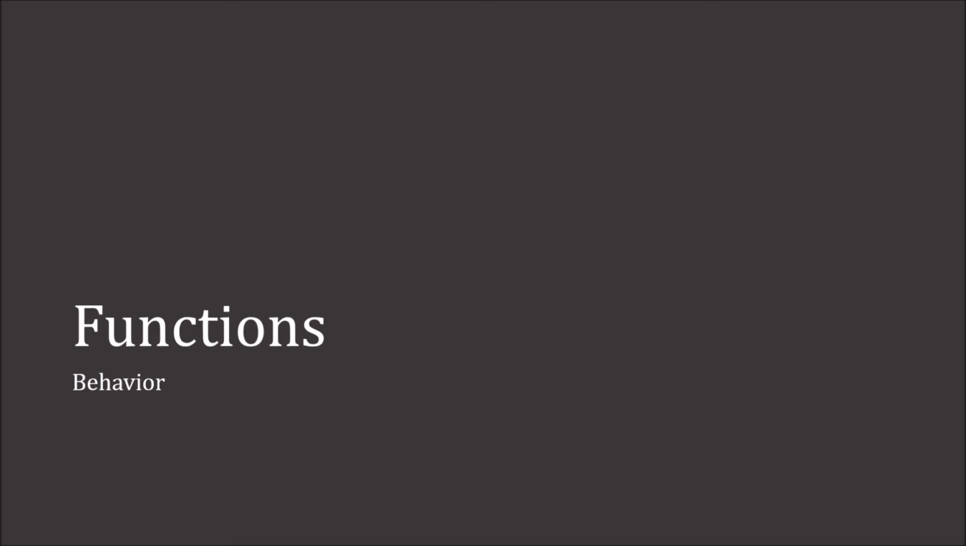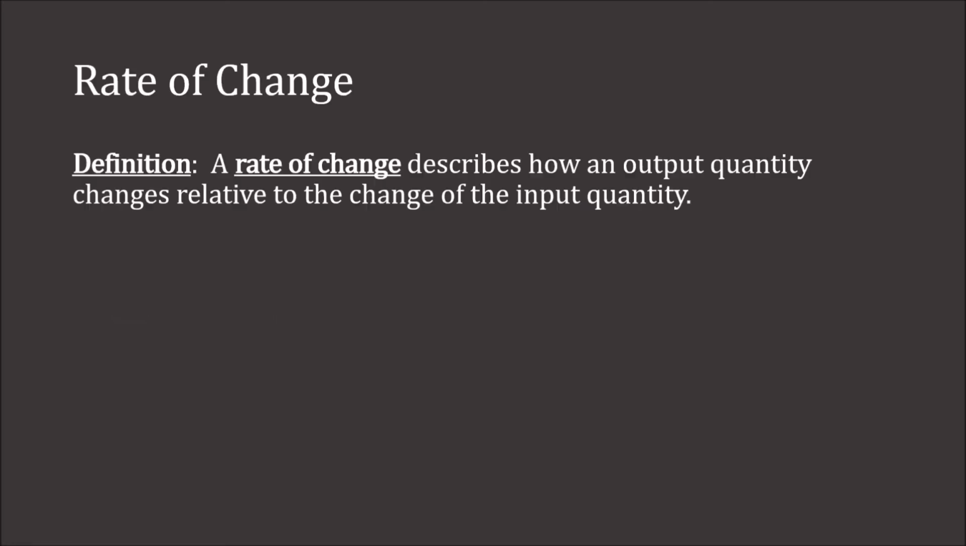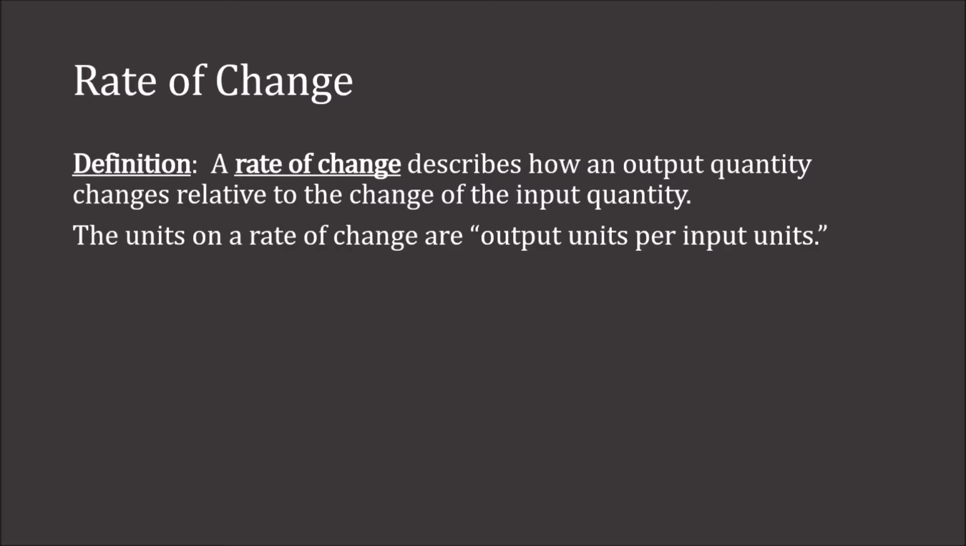We will continue our study of functions by studying the behavior of functions. So the rate of change describes how an output quantity changes relative to the change of the input quantity. The units on a rate of change are output units per input units.